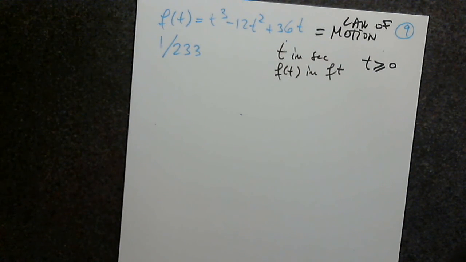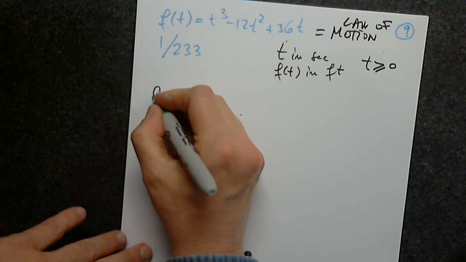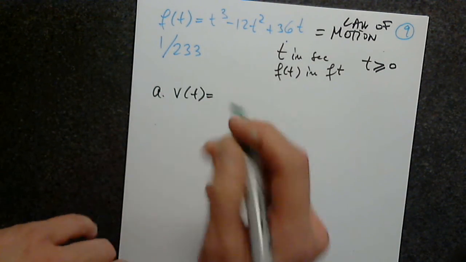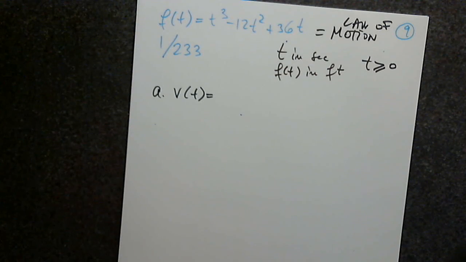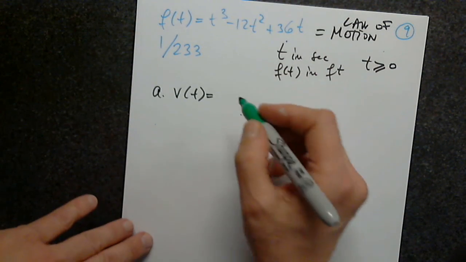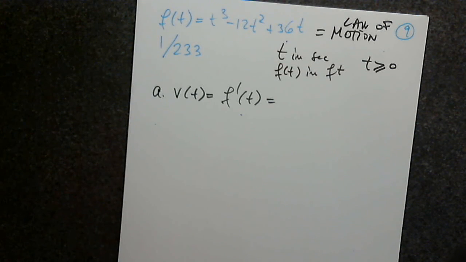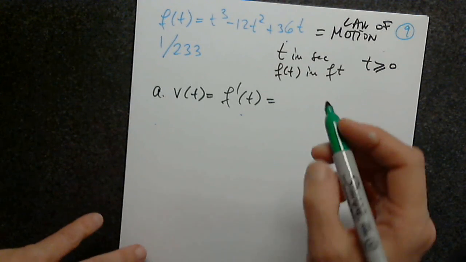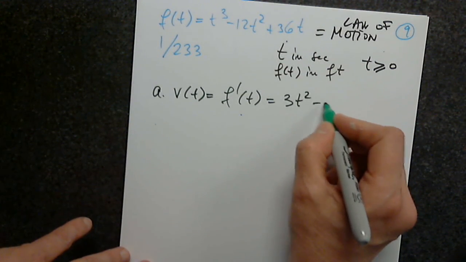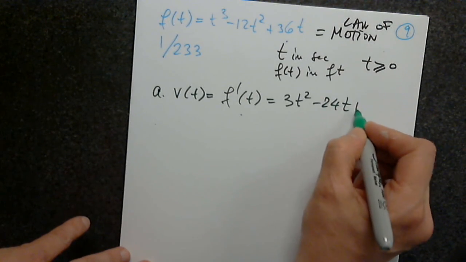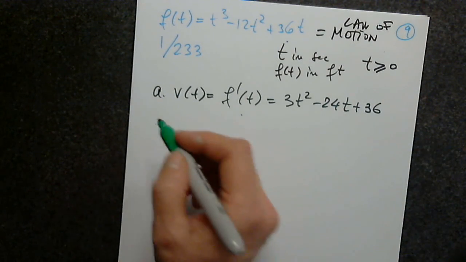Find the velocity at time t. That's part A. How do I determine v of t? Yes, I have to find f prime of t. Can anyone give us f prime of t? 3t squared minus 24t plus 36. Excellent.